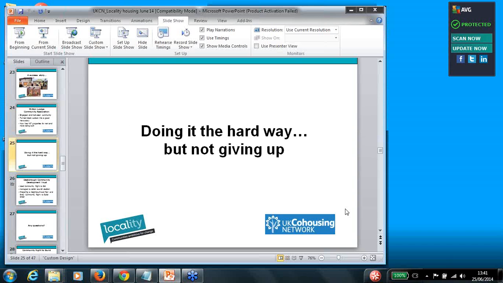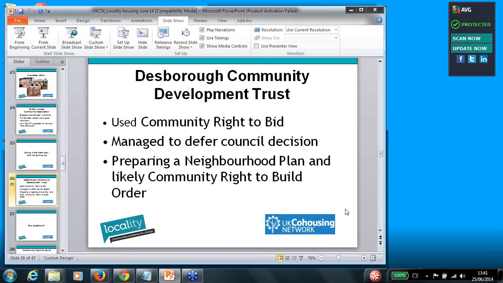Just wanted to say to you that it doesn't always go perfectly easily, and that there are occasions where things do go wrong, but it is important to remember that a community element of your project can be the way to success. I'm going to mention to you Desborough Community Development Trust, who were originally set up to fight a redevelopment plan for the town centre, which they were actually unsuccessful with.